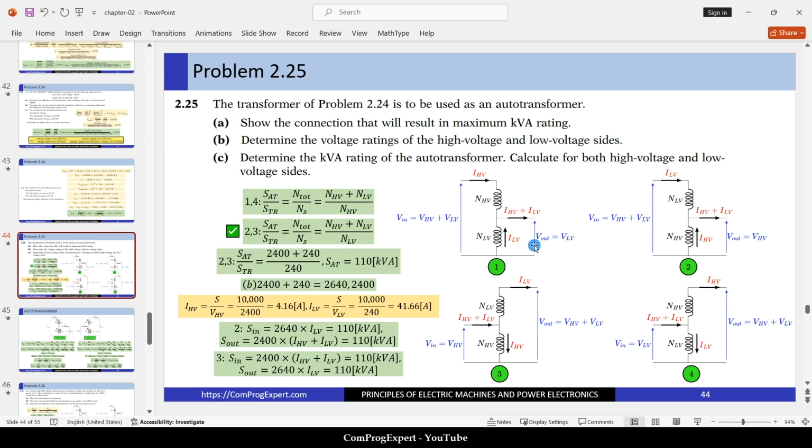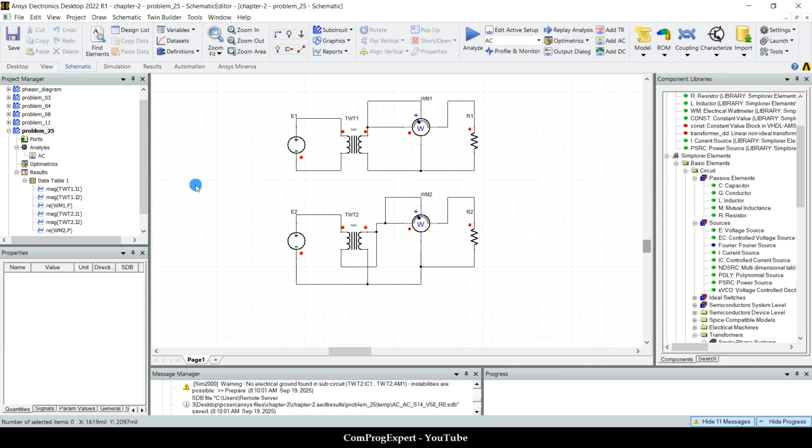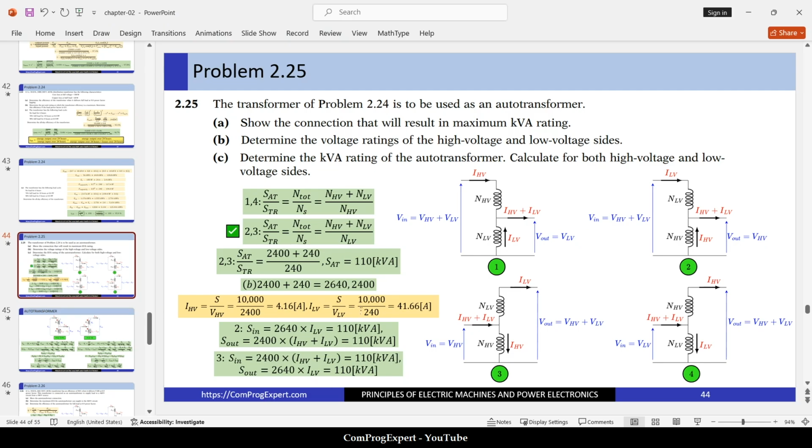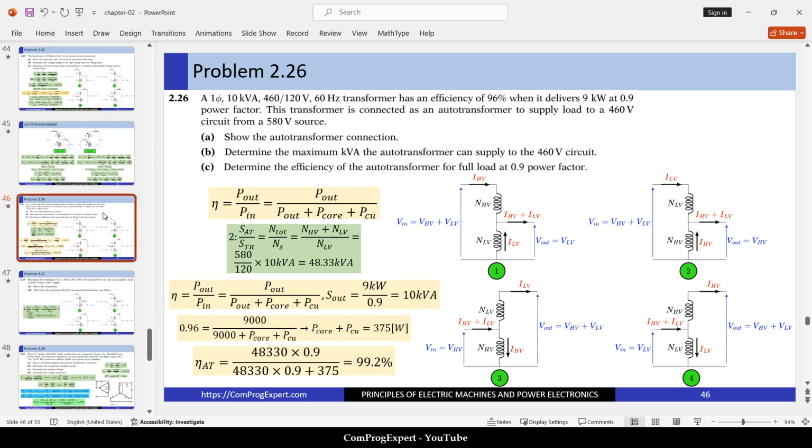So you can consider cases 2, 3, 4, the other cases, and try to do simulations and check the numbers. We did it for case 1. Anyway, you can repeat the calculations. Investigate problem 25. Let's go for the next problem.